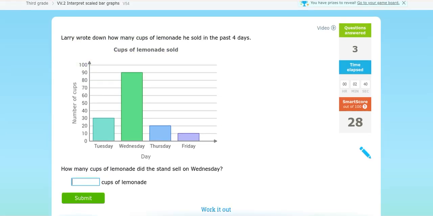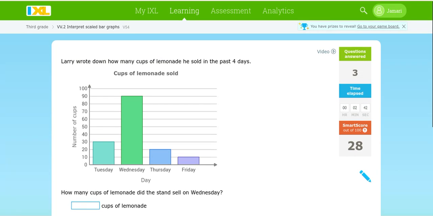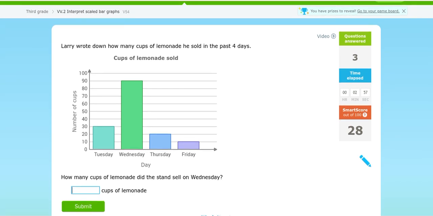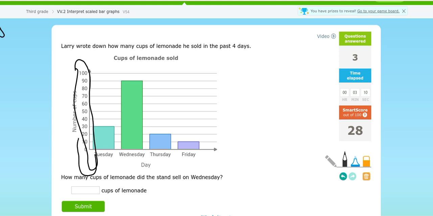Larry wrote down how many cups of lemonade he sold in the past 4 days. It says the cups of lemonade he sold, and to make it make sense, I'm gonna draw for you. So all right here.